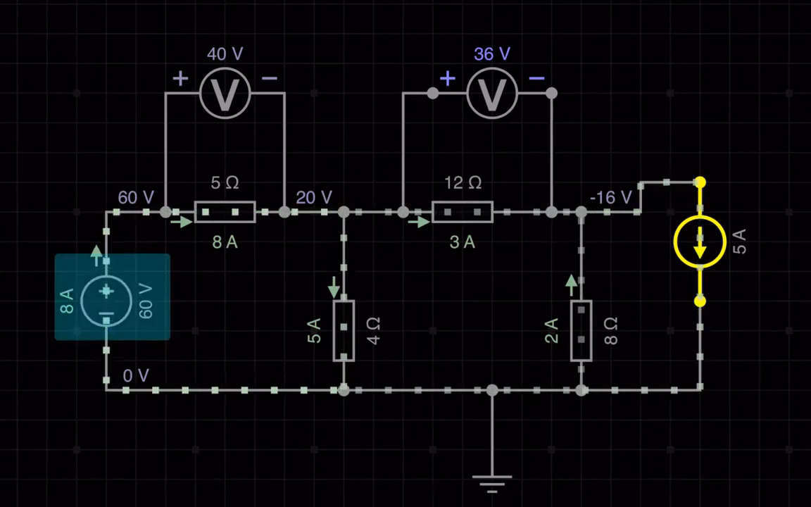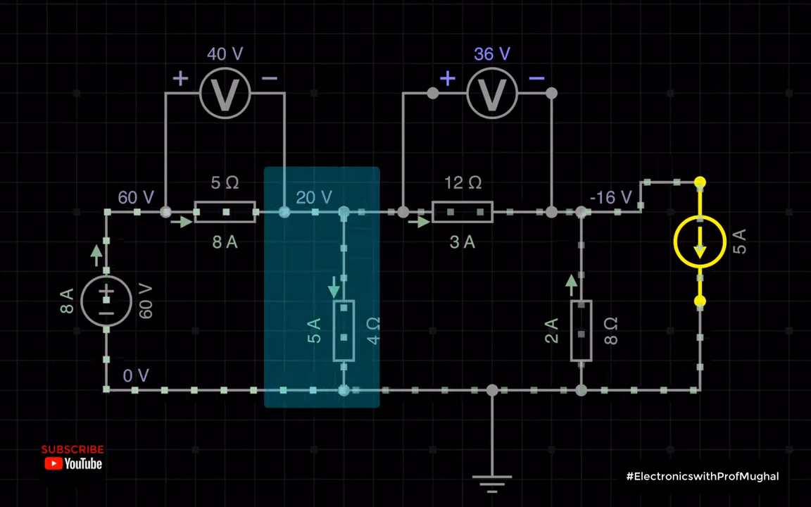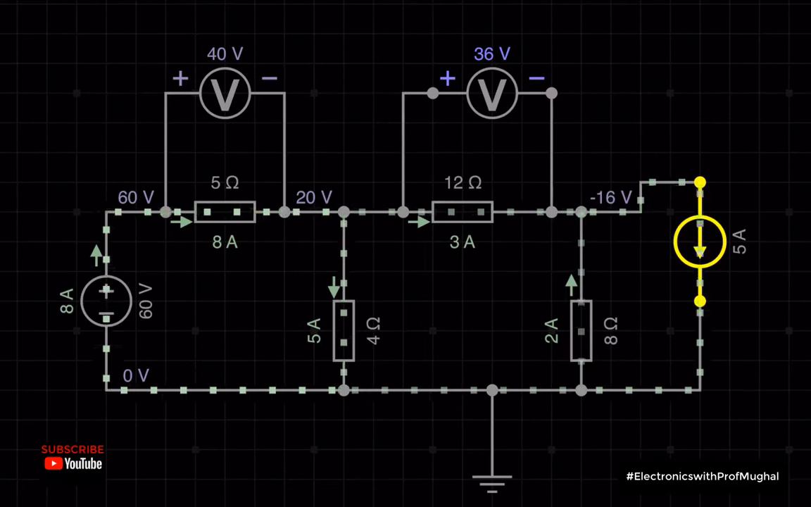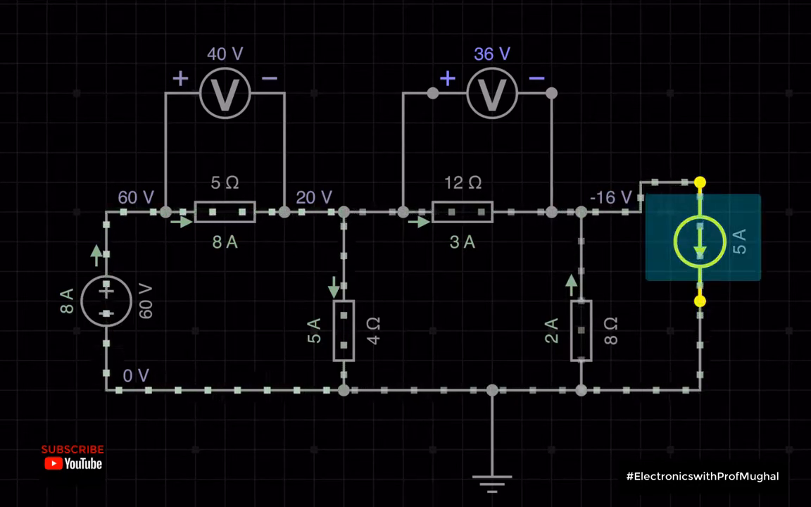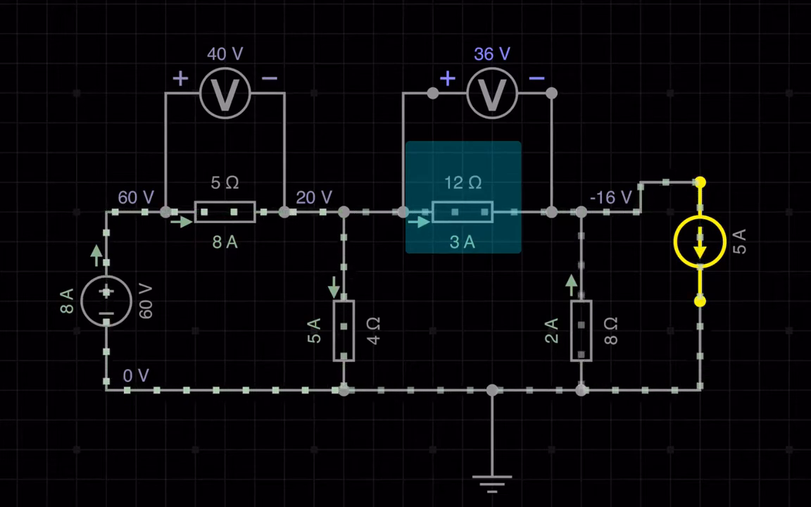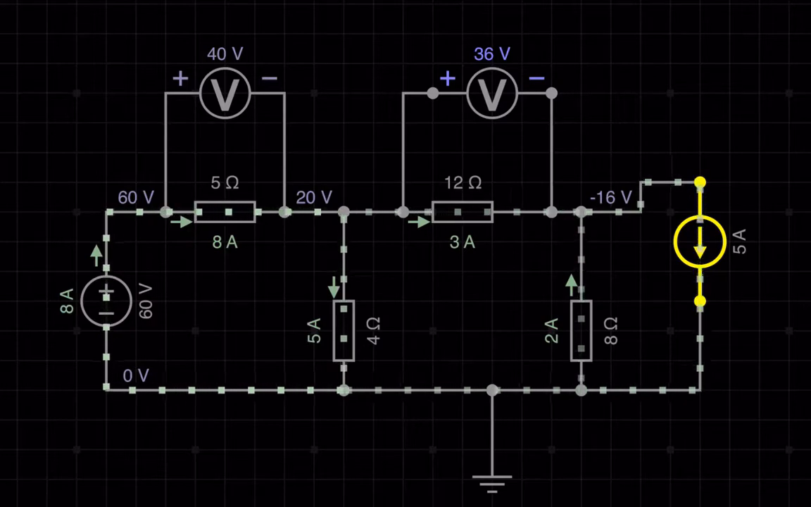So 8 amps going in. On the left, you see the 60 volt battery. There's a 40 volt voltage drop across R1, which would mean VA would be 20, and then VB is negative 16 that you see on the right. You have 5 amps going in, acting downward, and then you have 2 amps going up across R4, 36 volts across the resistor R3. You have 5 amps acting downward across R2, which is 4 ohms, and then also 3 amps across R3, which is 12 ohms.